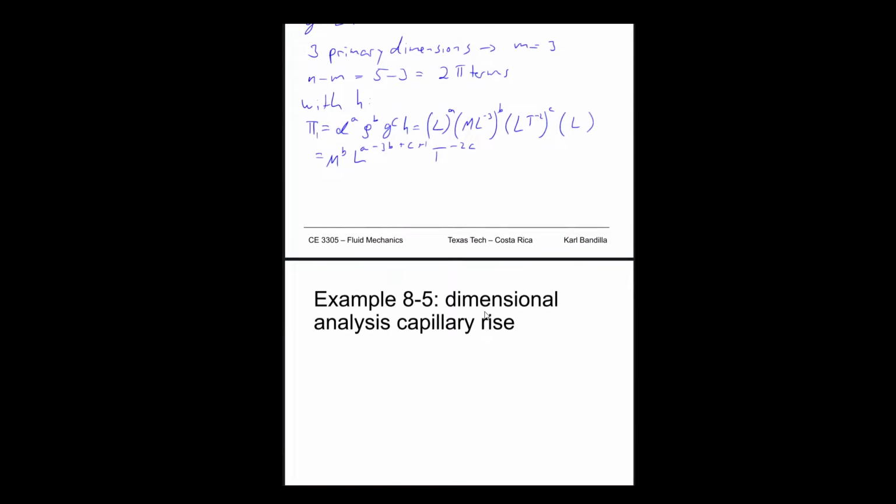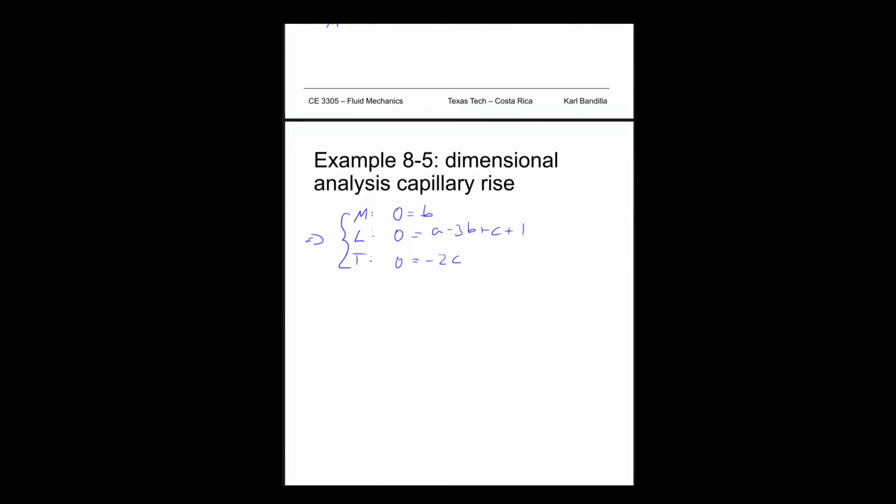All right. So that means we can get our three equations. We get one for m. Our m equation is 0 is equal to b. For L, we have 0 is equal to a minus 3b plus c plus 1. And then for t, 0 is equal to minus 2c. All right, so that makes it easy. b and c are 0. Right, so we can say b is equal to c is equal to 0. If that's the case, then a is minus 1.